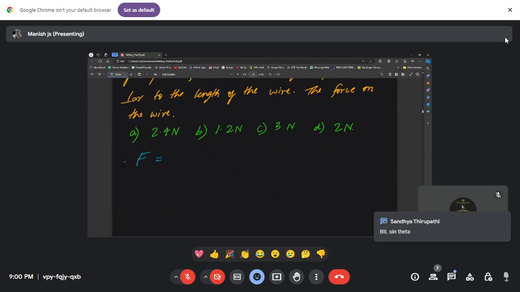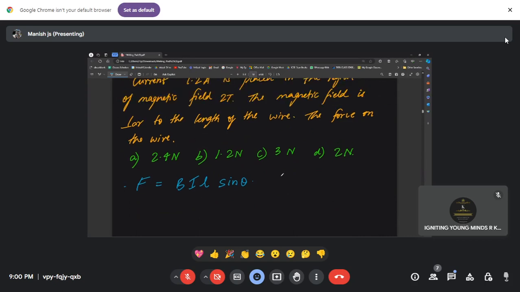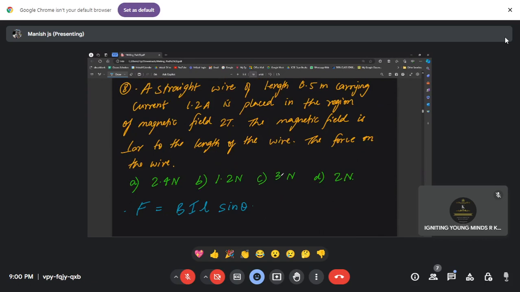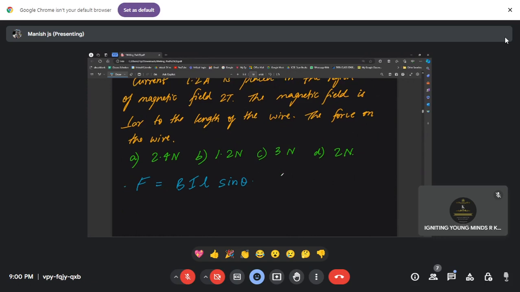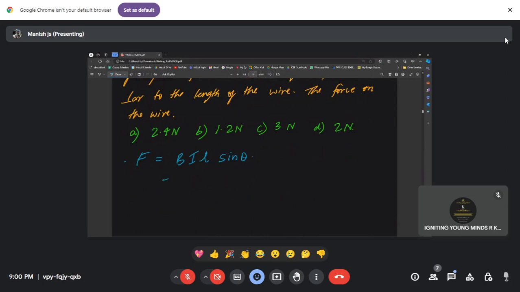F is equal to, yes. Somebody was trying. It's okay. F is equal to BIL sine theta. Perfect. That's correct. So this is the formula, children. Now here, what about the value of theta? They have not specified theta directly, but they say the magnetic field is perpendicular to the length of the wire, right? So what can we take the value of theta as? They told it's perpendicular, right? So theta is equal to pi by 2, or you can say it is 90 degrees.